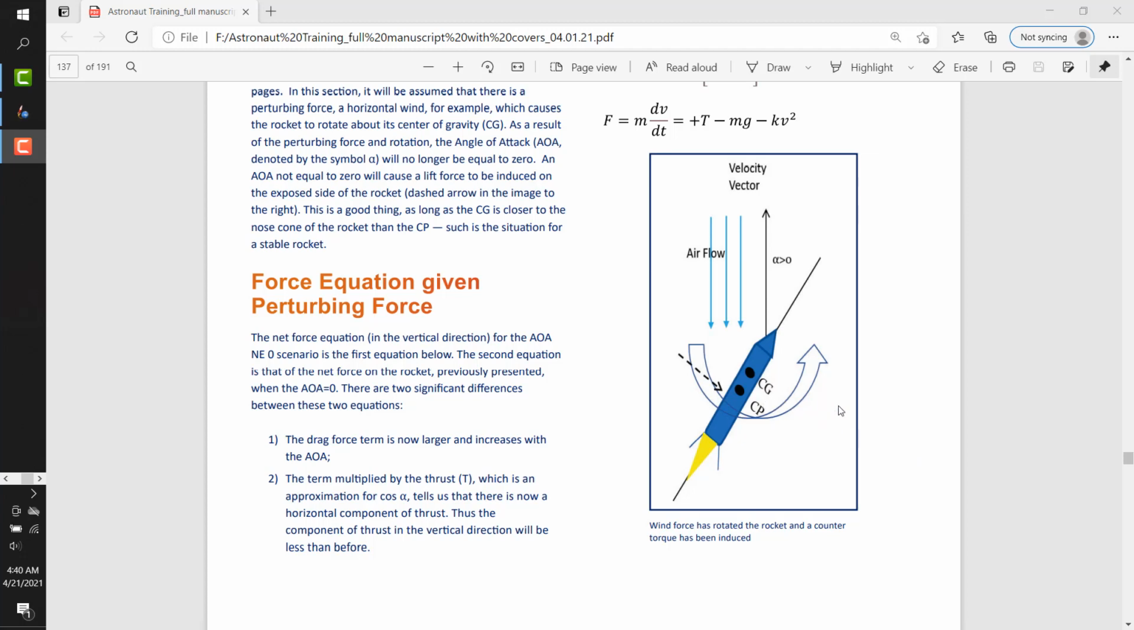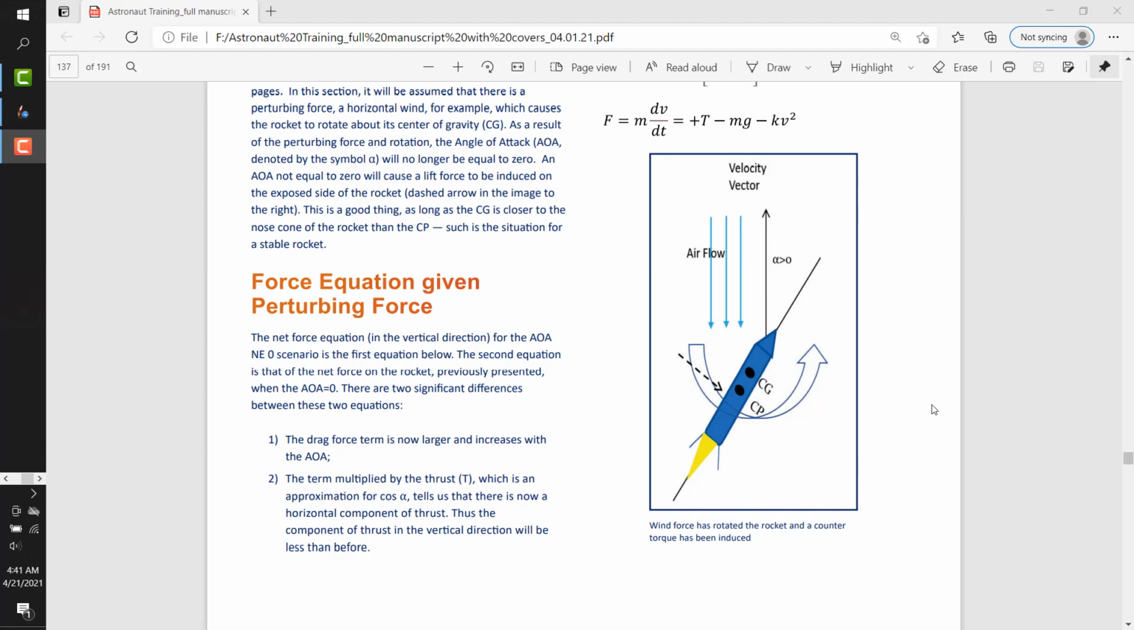As a result of this wind force, the angle of attack, denoted by the symbol alpha here, will no longer be equal to 0. An angle of attack not equal to 0 will cause a lift force on this side of the rocket. And this is a good thing. As long as the center of gravity is closer to the nose cone than the center of pressure, this will provide a counter torque, which will correct for this rotation and move it back in the opposite direction.